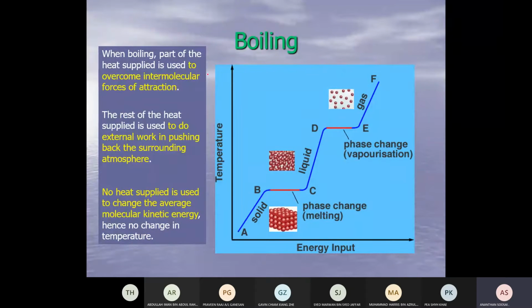For boiling, after overcoming the intermolecular force of attraction, the rest of the heat supplied is used to do external work in pushing back the surrounding atmosphere, or to do work against atmospheric pressure during expansion. Therefore no heat supplied is used to change the average molecular kinetic energy, so there is no change in temperature. That's boiling, and why temperature never rises.